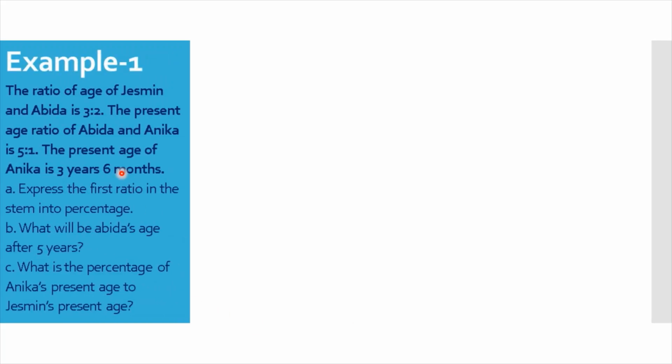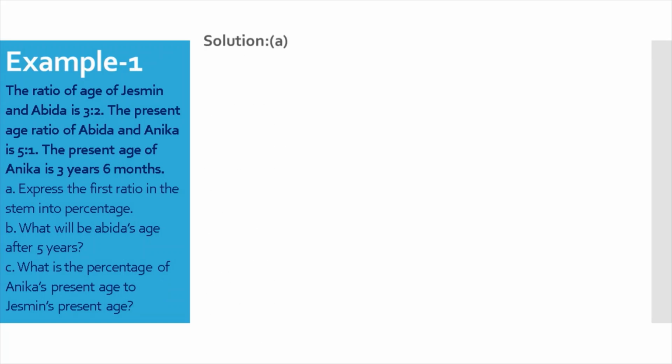Now example 1, the creative question. This is the stem. The ratio of the ages of Jasmine and Abida is 3:2. The present age ratio of Abida and Anika is 5:1. The present age of Anika is 3 years 6 months. Number A, express the first ratio in the stem as a percentage. Number B, what will be Abida's age after 5 years? Number C, what is the percentage of Anika's present age to Jasmine's present age?